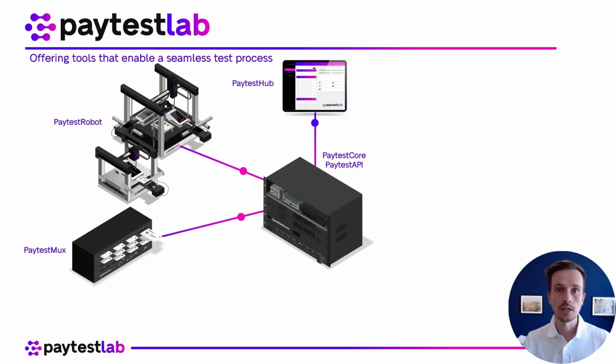The Paytest MUX is network enabled. That means all the test cards are visible within Paytest Hub. And in there you can see and manage the cards, you can label them and utilize them for testing.